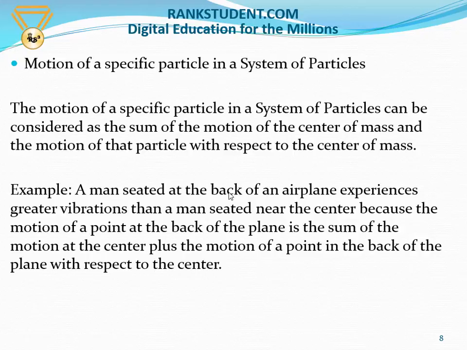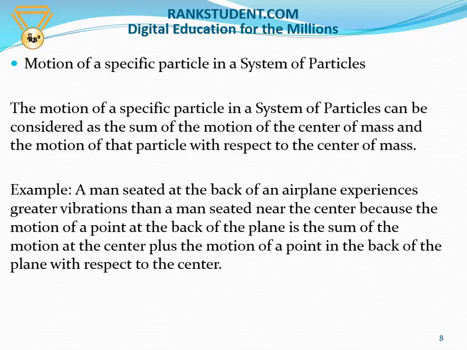Now the motion of a specific particle in a system of particles. So you have a system of particles, and you're looking at the specific motion of a specific particle. The motion of a specific particle in a system of particles can be considered as the sum of the motion of the center of mass and the motion of that particle with respect to the center of mass.